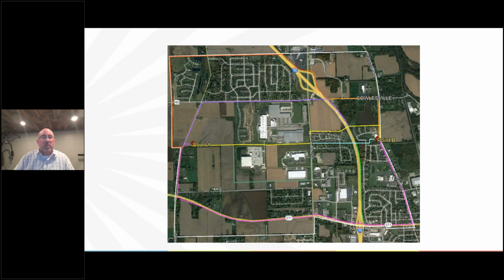There is a light orange route that overlaps with the purple route and drops down to point B. And then we have another route that's way outside and goes along the freeway.